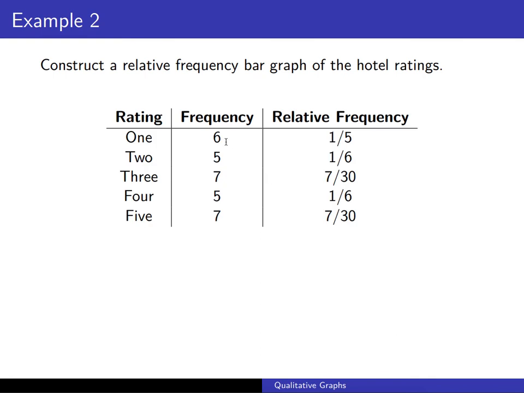All right, example 2, construct a relative frequency bar graph. For our relative frequency, we have a total of 30 results that we got back. So we got 6 1s, which is 6 out of 30, or 1/5, or 20%. We got 5 2s, and 5 out of 30 is 1/6, or about 16 and 2/3%. We got 7 3s, so that's 7 out of 30. And the same thing with 4s and 5s, 1/6 and 7/30 as their relative frequency.